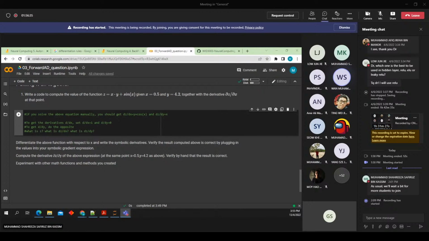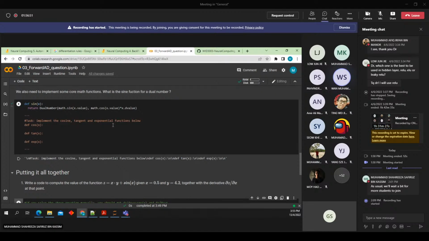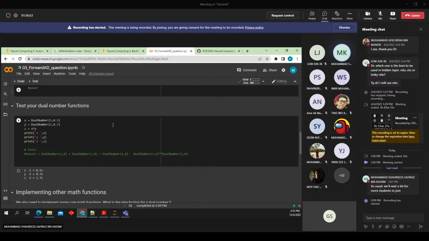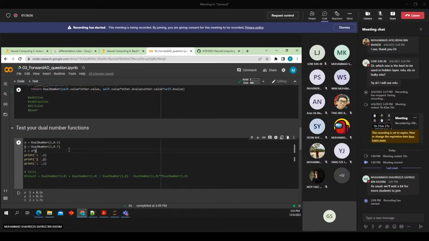But how do you apply this on our current form of dual number? Sorry, it's not very clear. How do you apply the trigonometry functions like sin and cos on our current form of dual number? I don't know if it's your mic or something. Your voice isn't very clear. I can hear the words dual number. Okay, it's better now. Can you hear me now? Yeah, it's much better now.